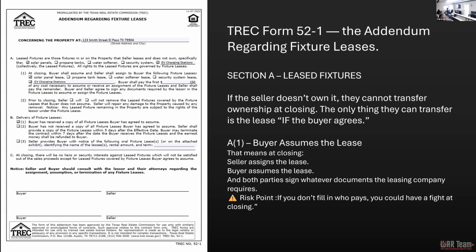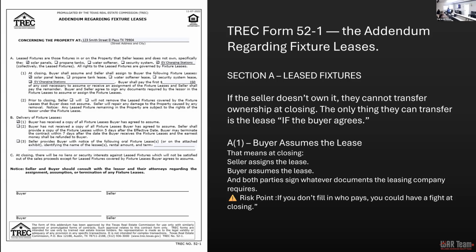So this is not the only form that may be associated with this lease. There may be some more stuff from the solar panel company or the propane tank company. This document is also saying that you guys, the buyer and seller, are agreeing to sign whatever is necessary to assume the lease. All right.